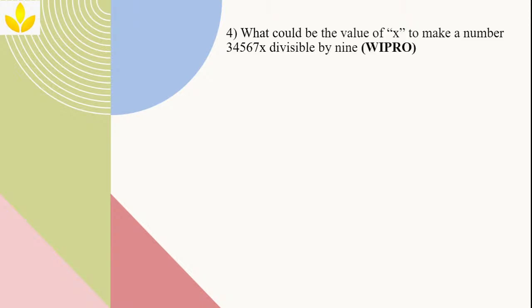Okay. Now, the next question is, what could be the value of x to make the number 3, 4, 5, 6, 7, x divisible by 9? A very simple question on divisibility rule again, right? How to solve this? What could be the value of x? Now, what is the divisibility rule for 9? The divisibility rule for 9 is, you have to add all the digits and try dividing it by 9. If it is divisible, then the number is divisible.